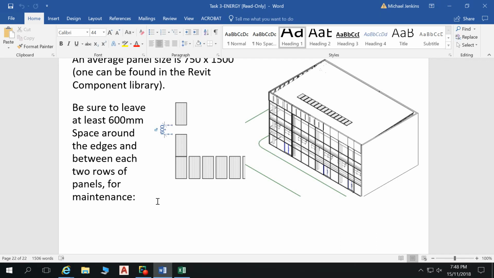You can draw it up and just calculate, okay, this is how many panels wide I need. So the width of the building minus 1200 millimeters, so 600 millimeters either side, I can produce a bank this long, etc. So muck around with that and determine some panel layouts and see how many panels you can get on there.